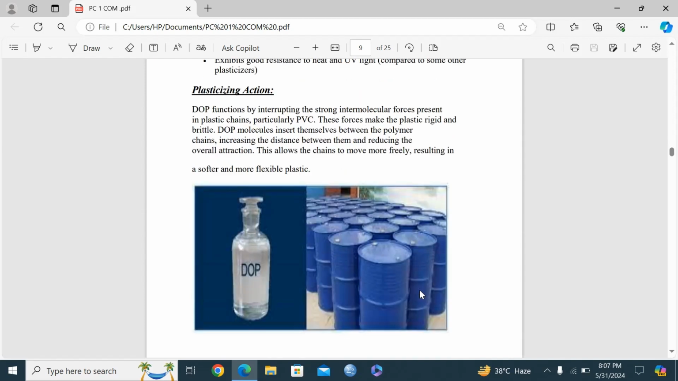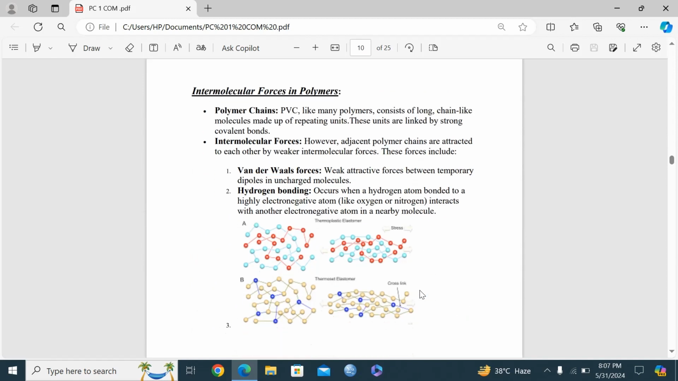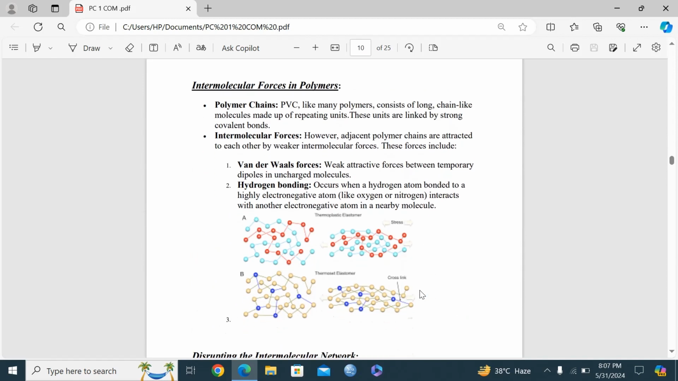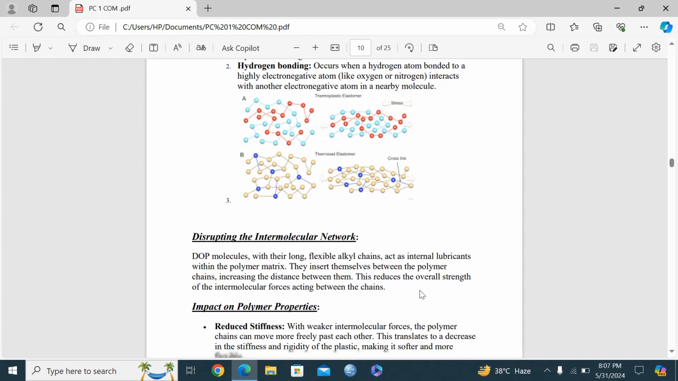Plasticizing action. DOP functions by interrupting the strong intermolecular forces present in plastic chains, particularly PVC. This allows the chains to move more freely, resulting in a softer and more flexible plastic. Intermolecular forces in polymer chains. Polymer chain: PVC, like many polymers, consists of long chain-like molecules made up of repeating units. Van der Waals forces: weak attractive forces between temporary dipoles in uncharged molecules. Hydrogen bonding: occurs when a hydrogen atom bound to a highly electronegative atom interacts with another electronegative atom in a nearby molecule.